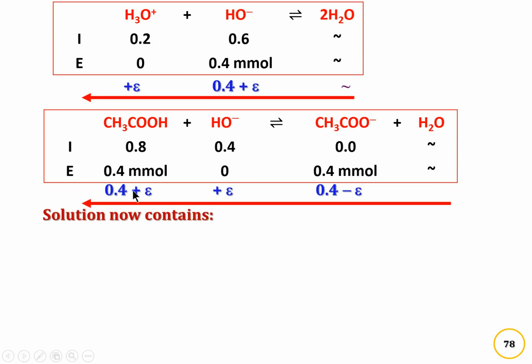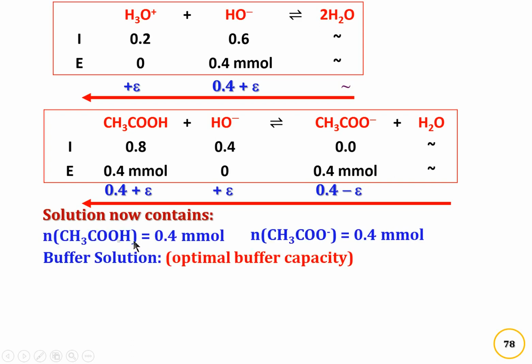The new solution contains acetic acid 0.4 and acetate 0.4. I will not repeat the same as previous examples. Acetic acid and acetate are of weak behavior, so the exchange between them is very weak, and the number of moles at the new equilibrium is practically the initial number of moles.